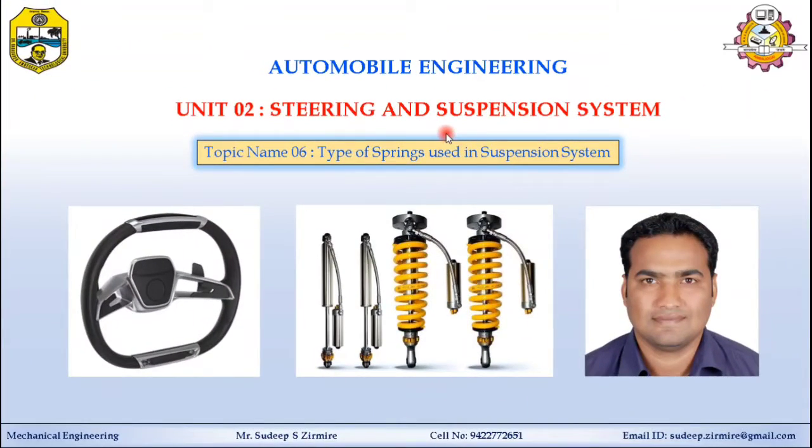Subpart of unit 2 related to the suspension system. In this unit we are going to learn the topic types of spring used in suspension system. In earlier topics we already learned the different types of leaf spring used in the suspension system. So again the classification of suspension system, then different types of suspension system we are going to learn in these topics.